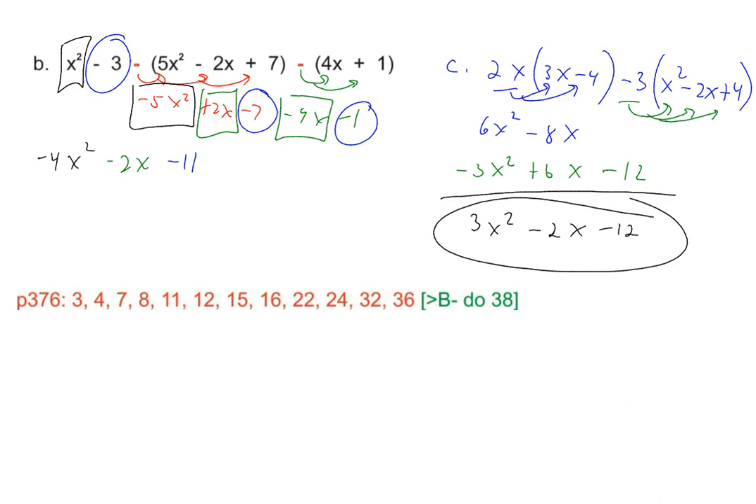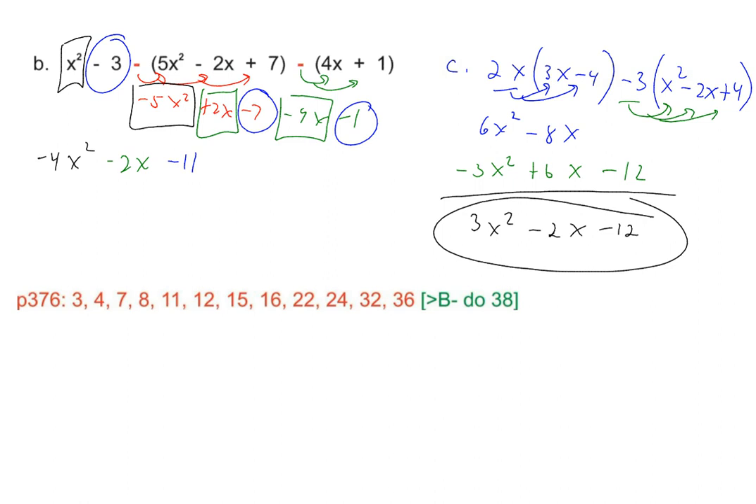All right, on 3, give me your solution. 1, 2, 3. How about 3x squared minus 2x minus 12? Anybody? Nobody? Who got it right? Okay. And where did you make your mistake?